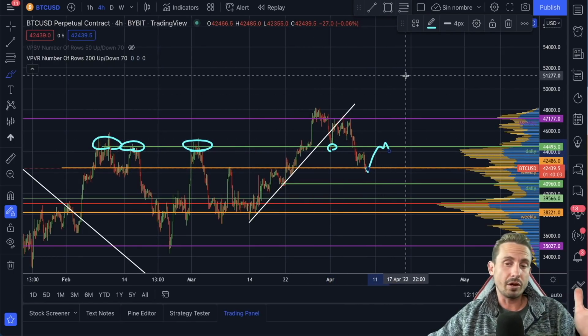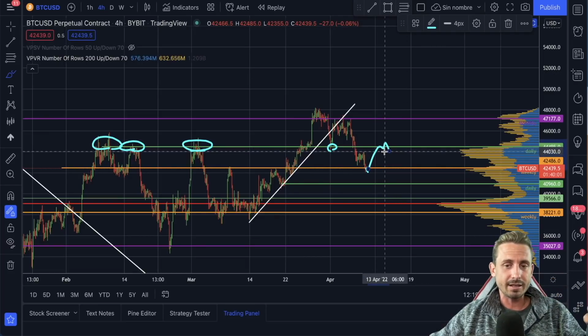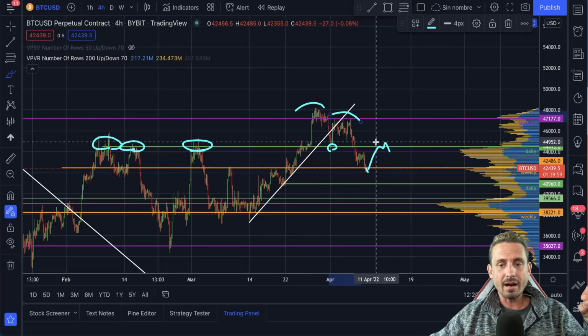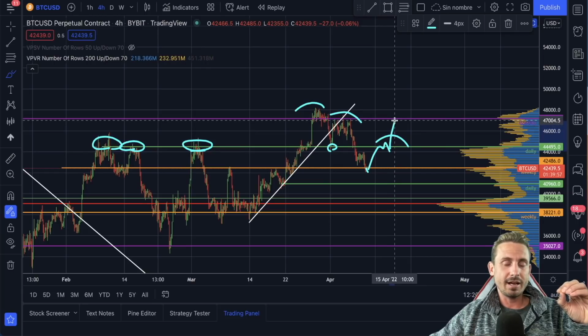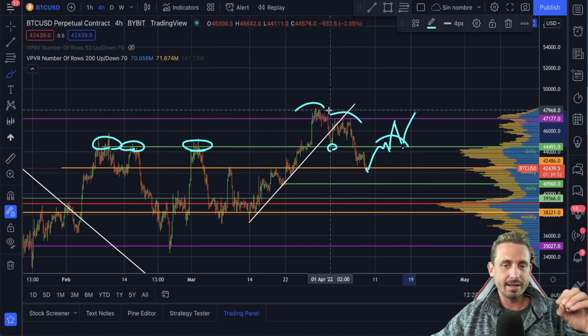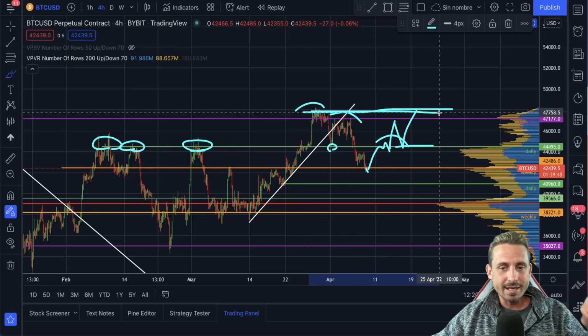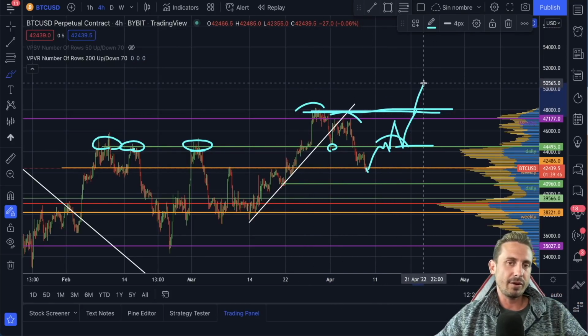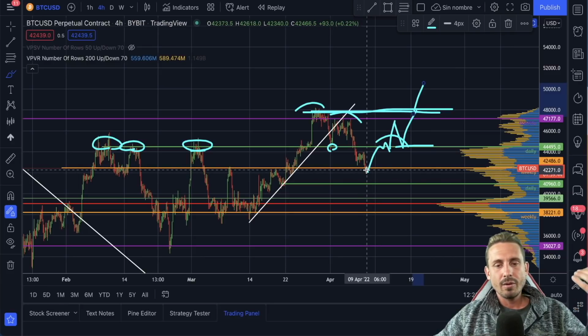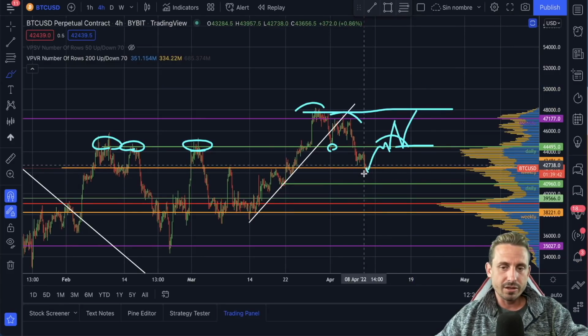This might be a shorting opportunity, depending on how we react, because we might be still creating that lower high. If we do manage to get above the 44.5, then it is full bull mode. There's no doubt in my mind, if we get above 44.5, that we are going to retest the $48,000 and successfully break out. But till then, we got a lot of resistance, a lot of work to do for the bulls.